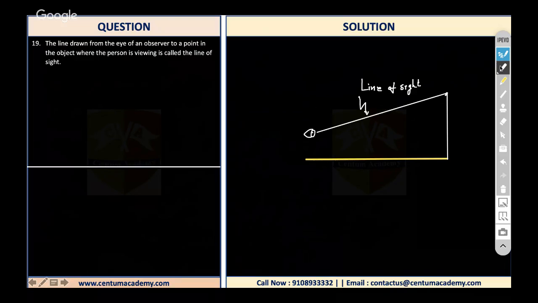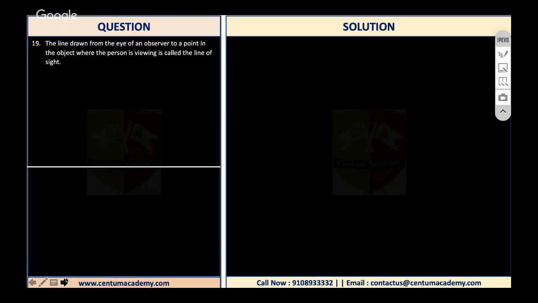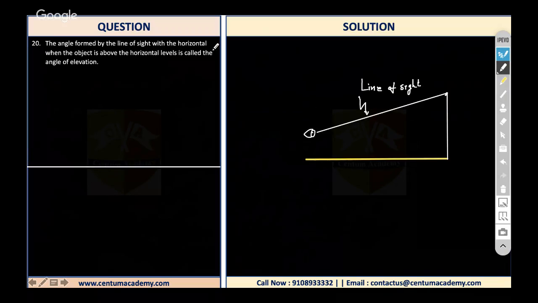Next is, what does it say? The angle formed by the line of sight with the horizontal, when the object is above the horizontal level, is called the angle of elevation. So hence you now know what is the angle of elevation. If this is the horizontal level, then this angle theta is called the angle of elevation.